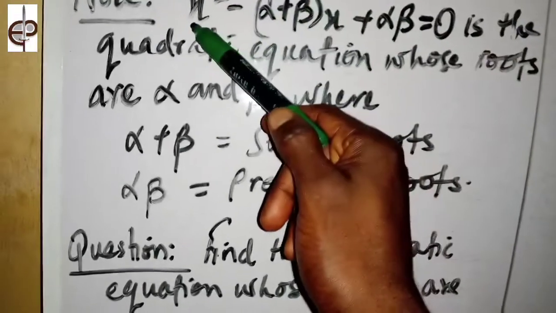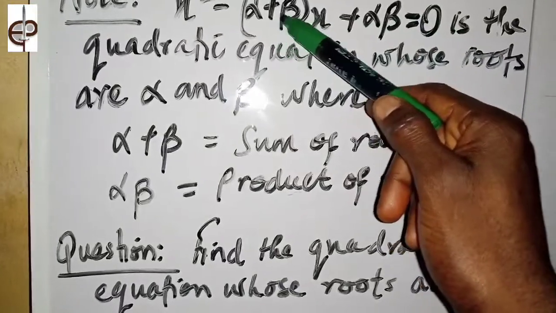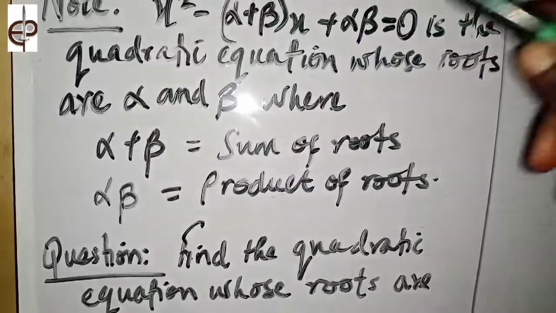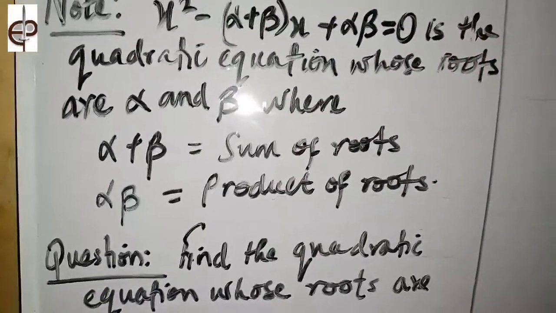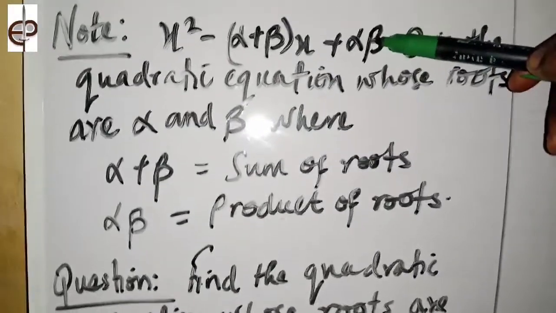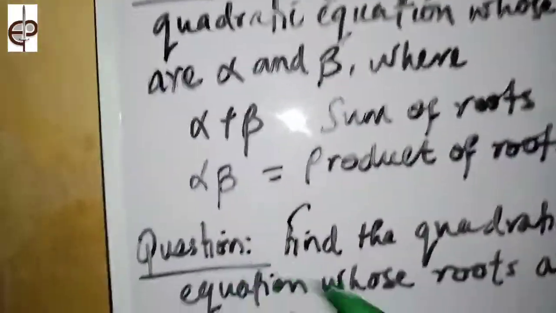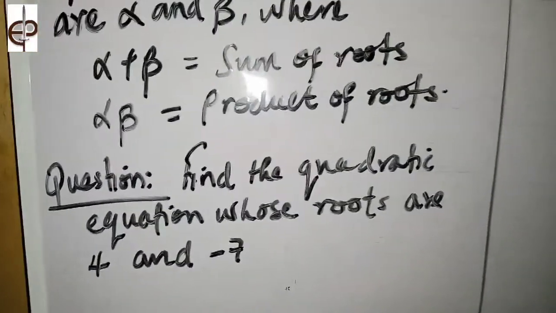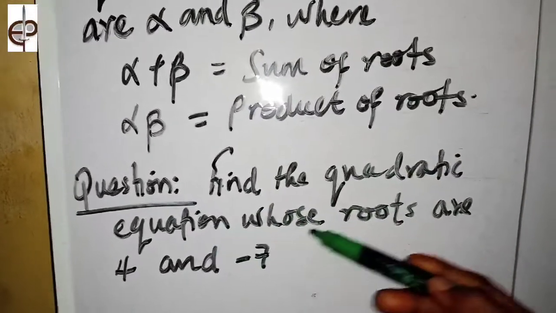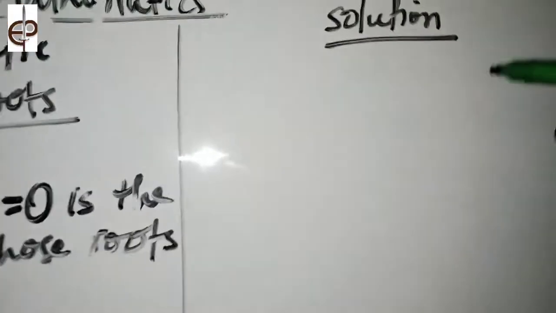So every time you look at a quadratic equation, the coefficient of the middle term is the sum of the roots in negative, and the constant term, what we call the third term, is the product of the roots. Let's consider a problem and solve. The problem is: find the quadratic equation whose roots are 4 and minus 7. And this is how we resolve it.